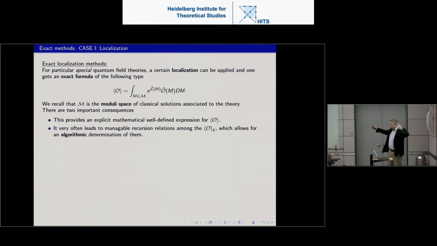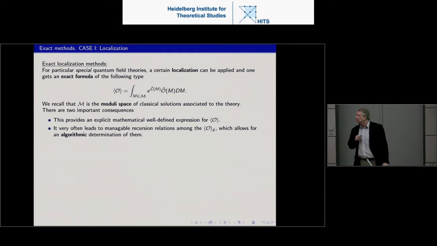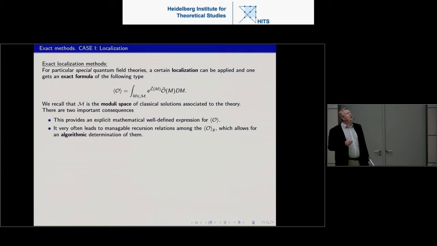And then I have a huge group acting on it, and sometimes this quotient is really finite dimensional, and I can actually totally localize this, and it is an exact formula. That is a very favorable and very nice situation. In this case, we have a well-defined mathematical definition of what we want. It very often leads to a manageable recursion among these coefficients in the series I talked about before. It's algorithmic, and we can really determine everything the way we like. So let me just give you a few examples of this.